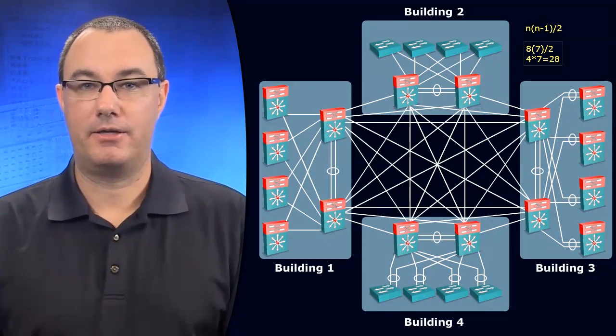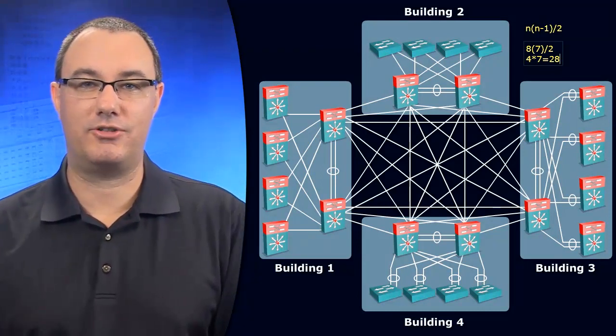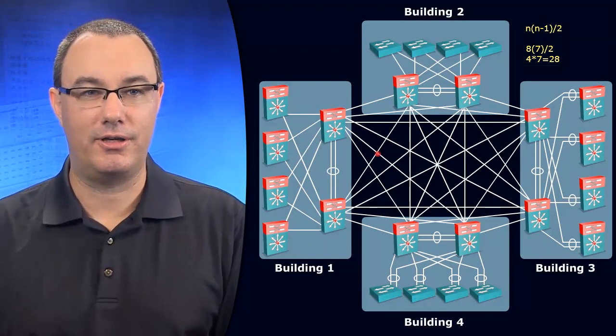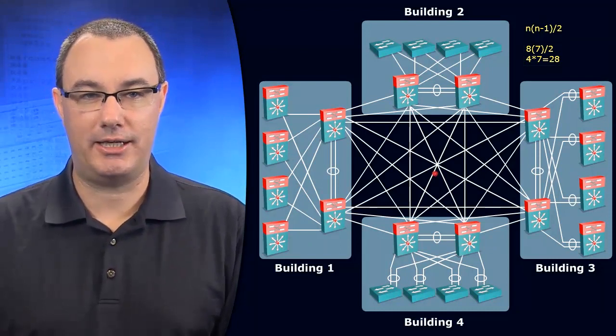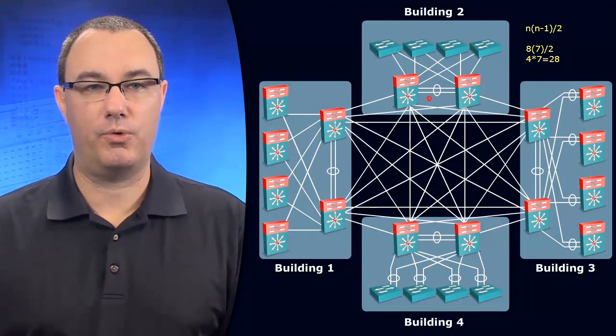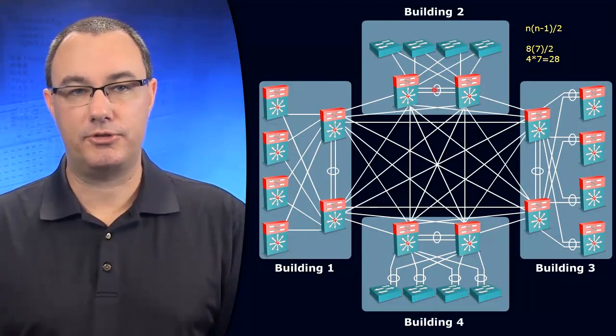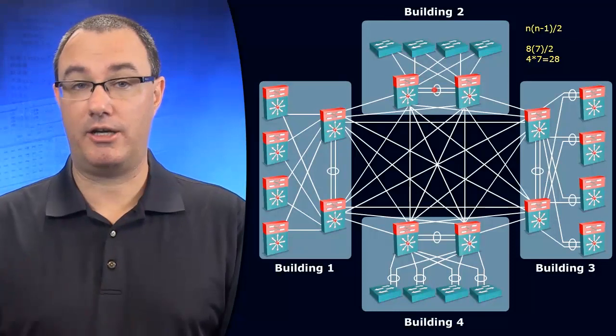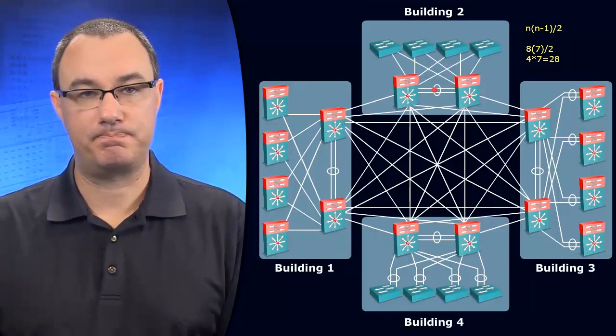Okay. So what do we see? We see 28 connections, and if you wanted to, you could pause and you could check me. You could check me and make sure that everything is okay. And you would also have to count this link between the distribution layer switches as one. It's channelized, so it's one logical connection.